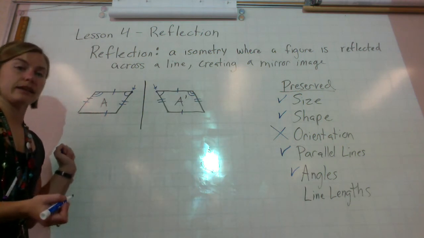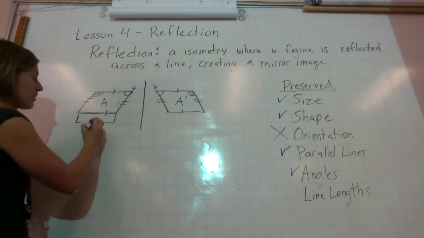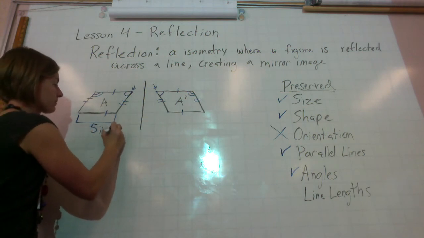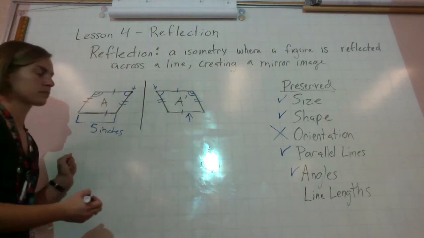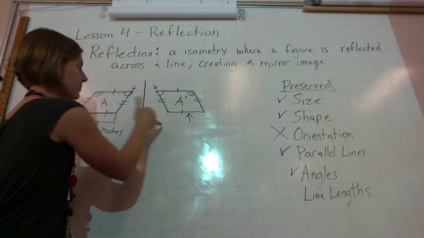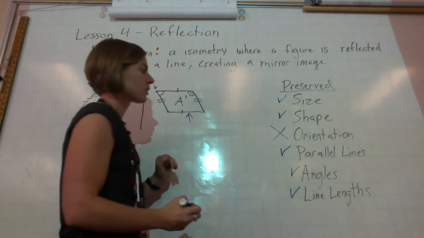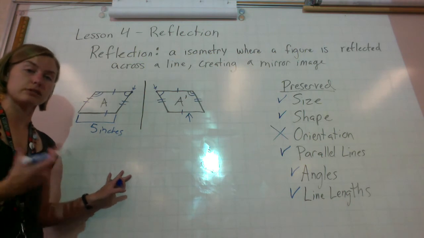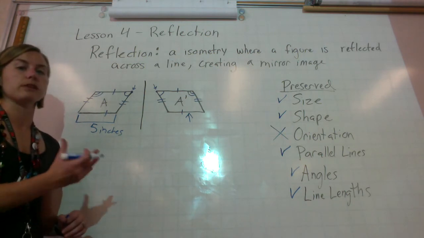What about line lengths? If this bottom length down here was, I don't know, 5 inches, what would be the length of this side? Well, we'd still expect it to be 5 because all it did was get reflected, so it's still going to be the same length. So a lot of things are kept the same, just like in translation. The only thing that's getting changed is the orientation because we're flipping it.